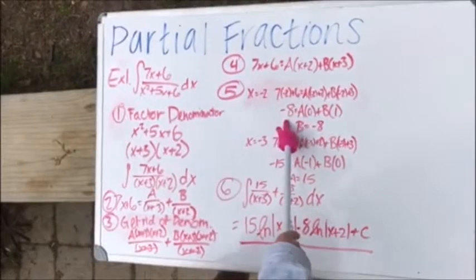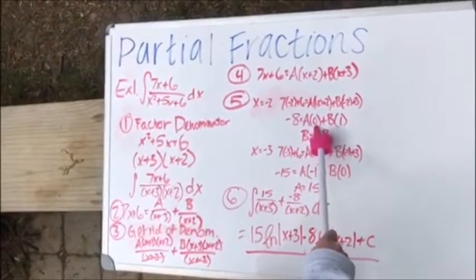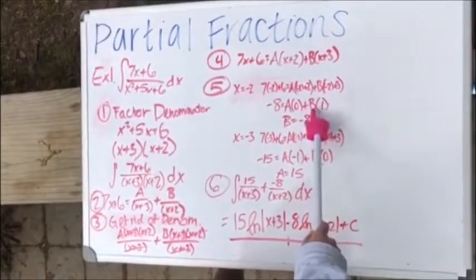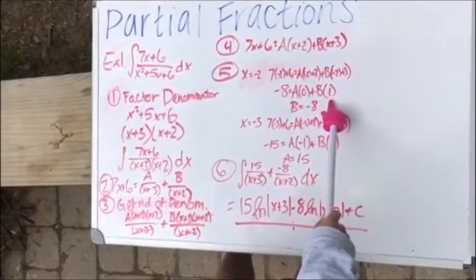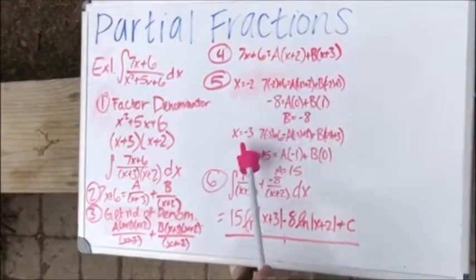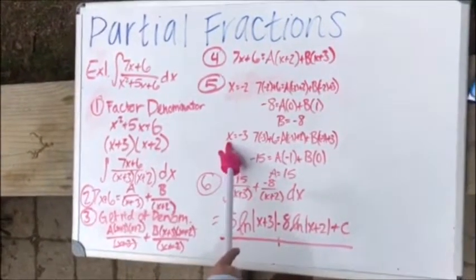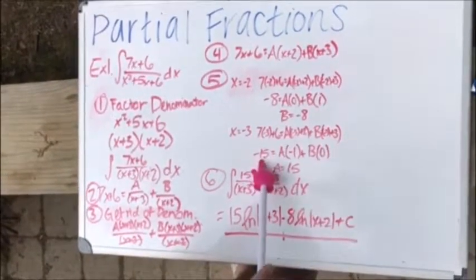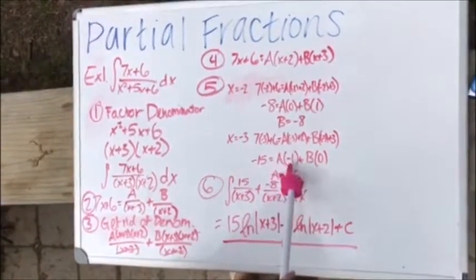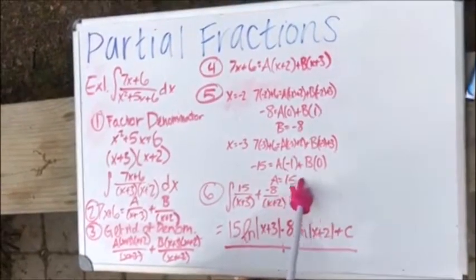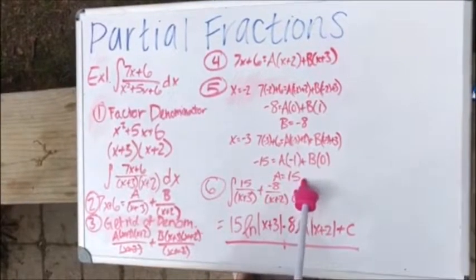So we plug that into our equation. We come up with negative 8 equals A times 0, which gives us 0, so we can get rid of that A, plus B times 1. So when you solve for B, you get negative 8. Same thing, our other factor is x equals negative 3. We plug that into our equation, and we end up with negative 15 equals A times negative 1 plus B times 0, which cancels out our B. So we can solve and get 15 for A.